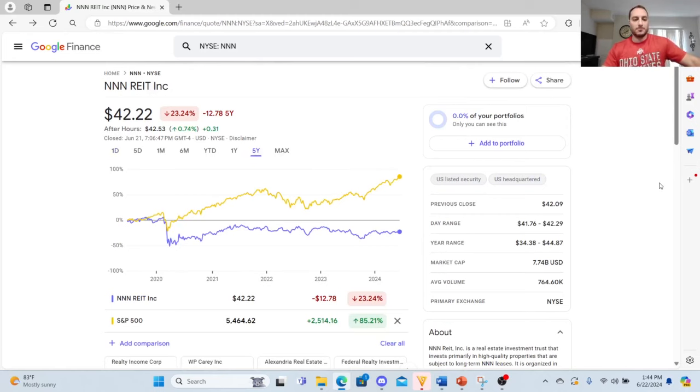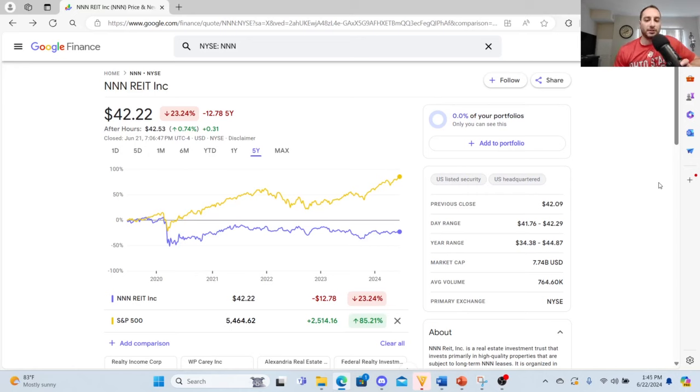This is a higher yielder one. This one has been taking a nosedive and I've been capitalizing: NNN REIT. It is a really good real estate investment trust and I own them, sitting at 42.22. Very similar to Realty Income. You can argue yes or no. It's been down. Has not recovered against the S&P, which is attractive for me.